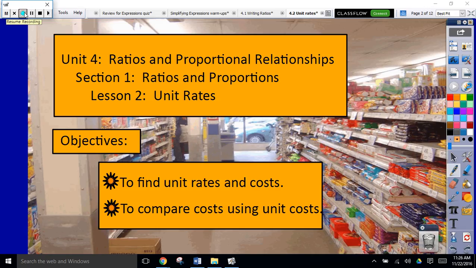Okay, so today's lesson, it says lesson 2, unit rates. This is not a mistake. You did not miss class somehow for lesson 1. We're actually not going to do lesson 1.